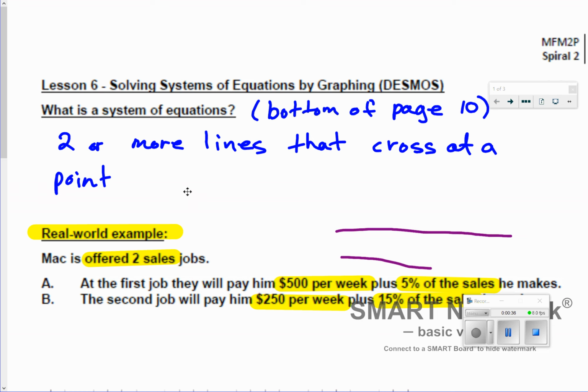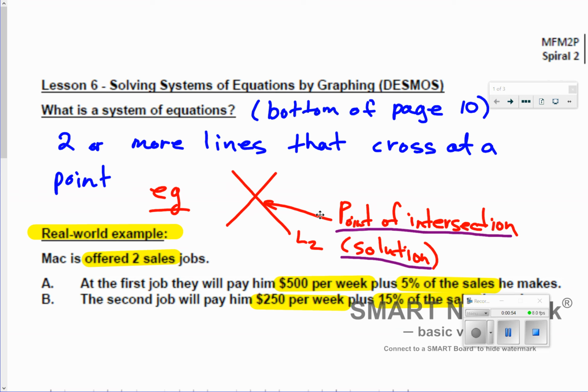An example of that would be two lines that cross like so. Basically, what we have to do is look at this thing called the point of intersection. The point of intersection is what we call the solution. So let's go over a real world example.